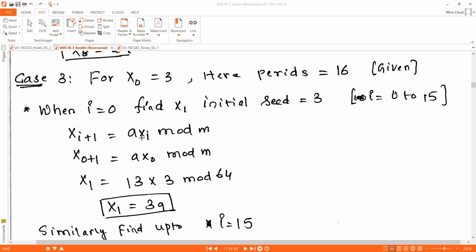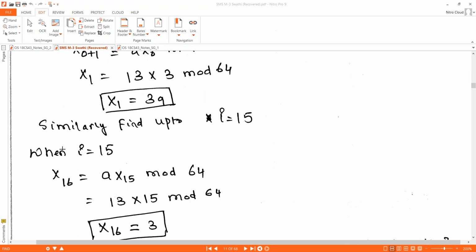xi plus 1 equal to a into xi mod m. That i value we will substitute as 0. 0 plus 1 is equal to a into x naught mod m. The x naught value is 3 here; in case 3, x naught value is 3. So we'll substitute 3 for x naught, a value 13 and m value 64, as given in the problem. We'll get x1 is equal to 39.